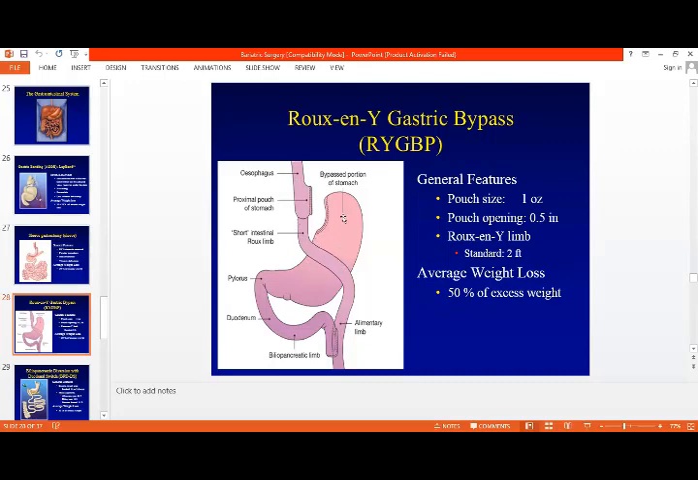It is the combination of the two procedures. Bypass is also done, and the sleeve gastrectomy type of restrictive procedure is also done. And so weight loss is more, but it is a difficult procedure to be done.